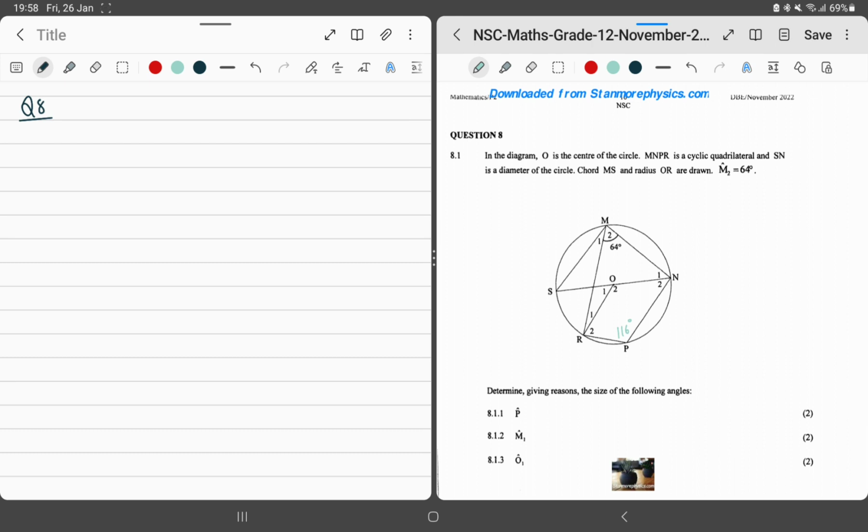And then O1 is 2 times M1 because this arc SR subtends M1 at the circumference. It also subtends O1 at the center. O1 is 2 times M1. And then this whole thing should be equal to 90 degrees because SN is a diameter.